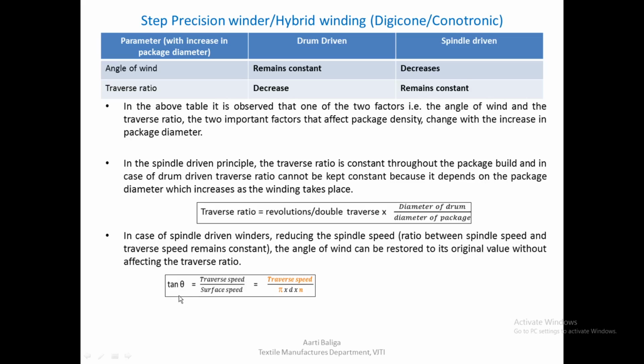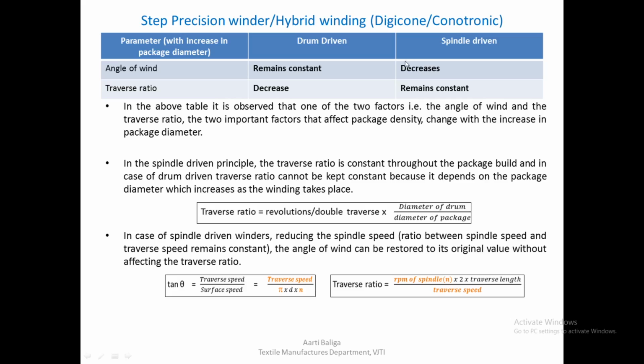But we also need to see whether in doing this it affects traverse ratio also. So let us look at the traverse ratio formula. Here again, this is the formula where we see that the RPM of the spindle and the traverse speed, since this ratio is going to remain constant whether you reduce or increase, this entire formula will give me a constant traverse ratio throughout. So it means that out of these two principles that we have in mind, this particular spindle driven can be modified in such a way that I can try and keep the angle of wind constant, without really affecting the traverse ratio.